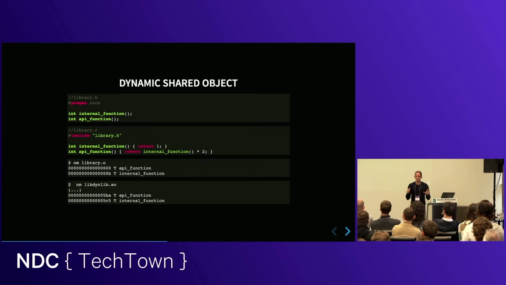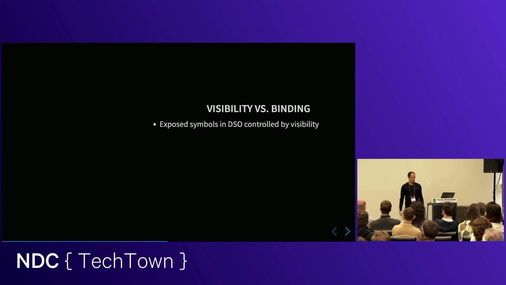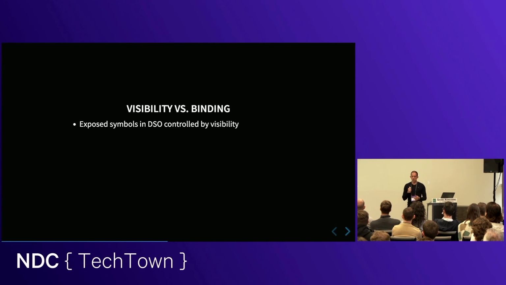So I can't change the binding. The binding has to be global so that all of my files inside of the SO can talk to each other and use functions from each other and be linked into this SO. So I need to control only what's available on the outside. And to do that, I use visibility. So visibility is a different thing from binding.